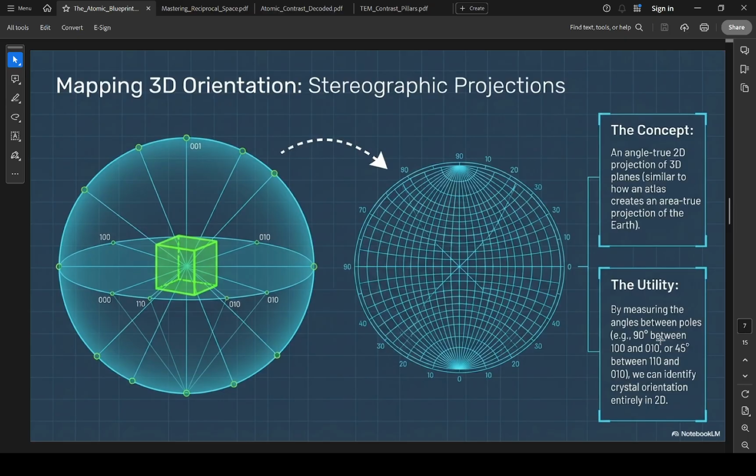Just like the Earth is round, but in a map we see a projection of the Earth which is true to its area. So by measuring the angle between poles, we can identify crystal orientation entirely in 2D, such that between 100 and 010 there will be a 90-degree angle. Between 110 and 010 there will be a 45-degree angle.